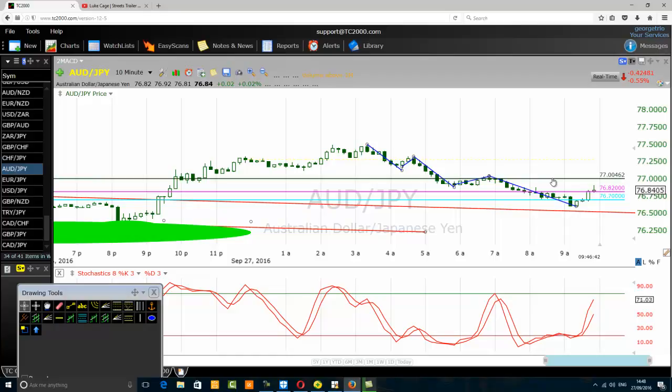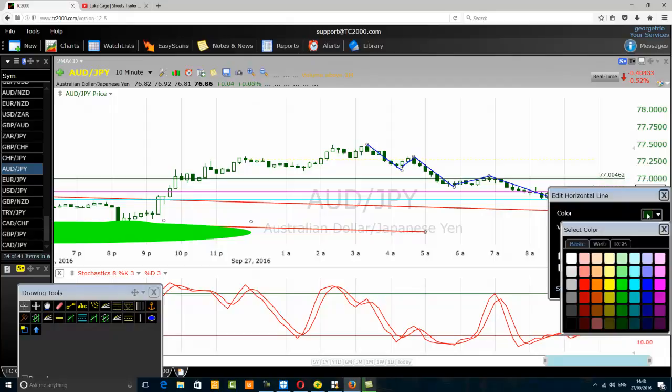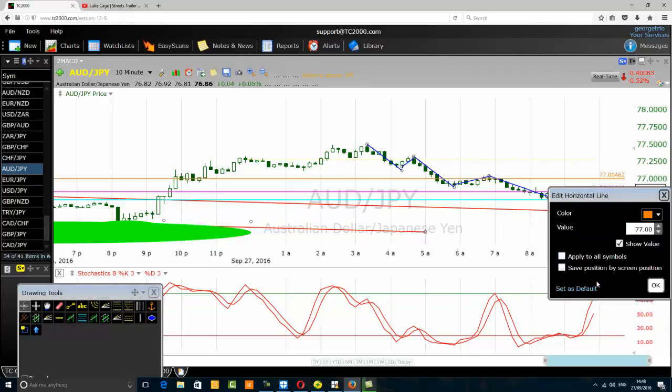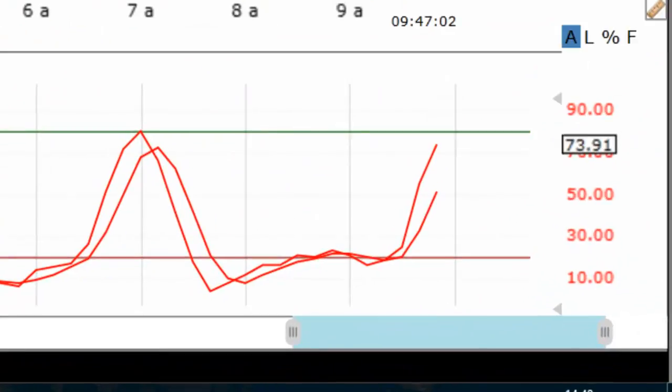Okay, I'll be expecting 18 pips out of this scalping trade. So I will set my profit target at 7700. That's the orange line on my chart. That's it. So it's all set beautifully.